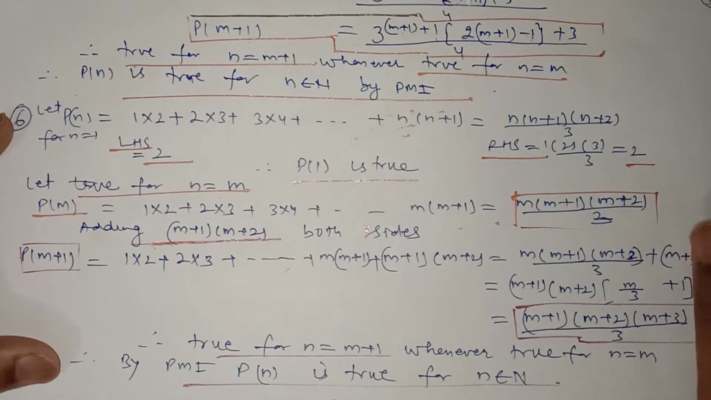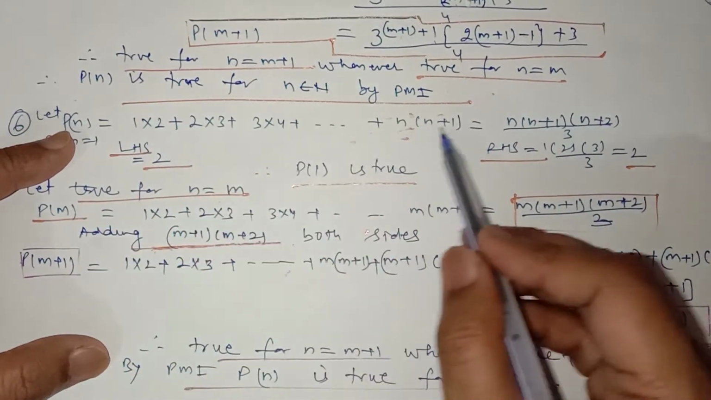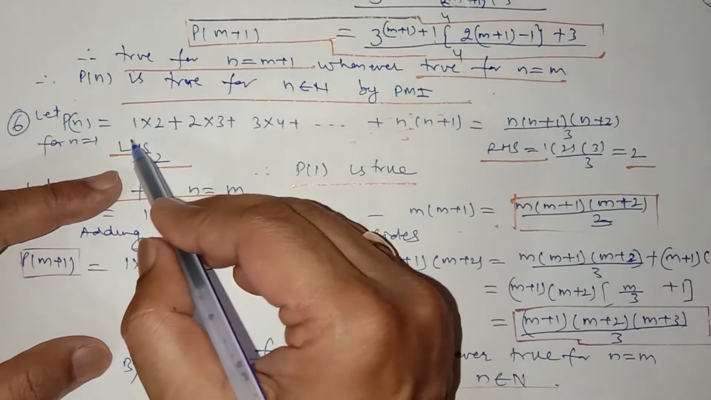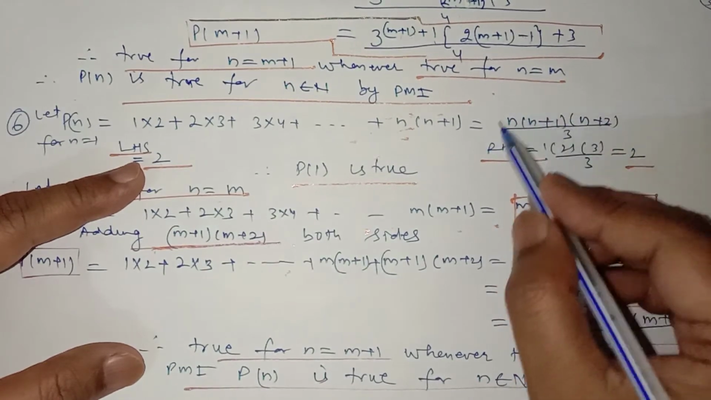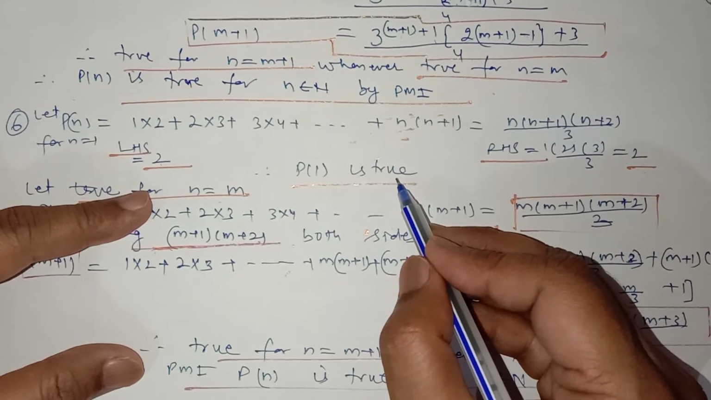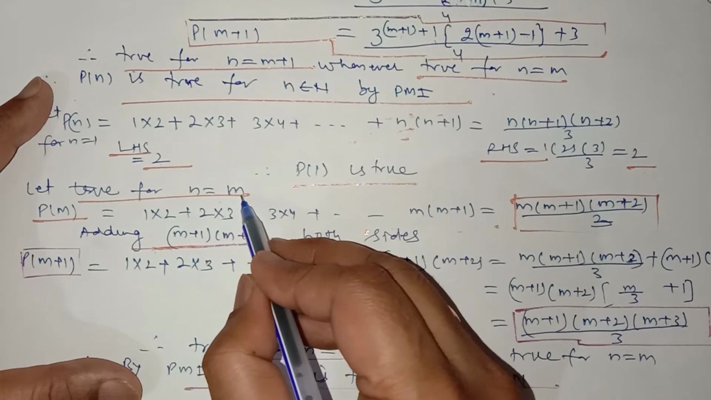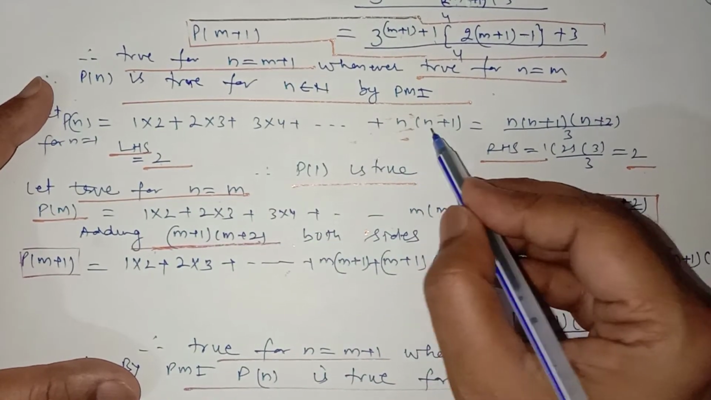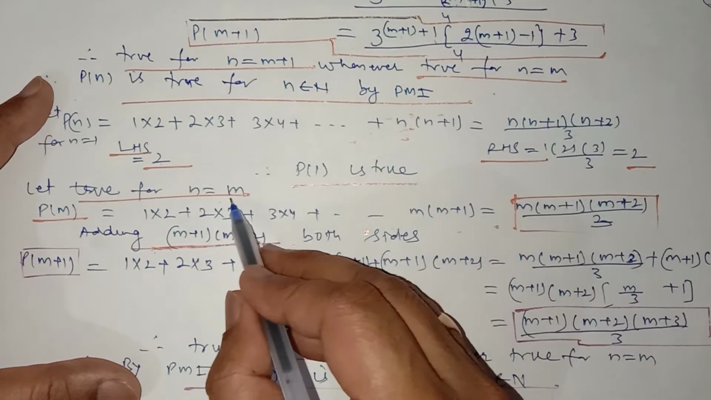Now in question number 6, again the statement we have let it equal to Pn and the sum of these terms is equal to n, n plus 1, n plus 2 upon 3. For n is equal to 1, the left hand side is equal to 2. For n is equal to 1, the right hand side is also equal to 2. It means this statement is true for n is equal to 1, that is P1 is true. Again, let it be true for n is equal to m. So simply you have to replace n by m, giving m, m plus 1, m plus 2 upon 3.